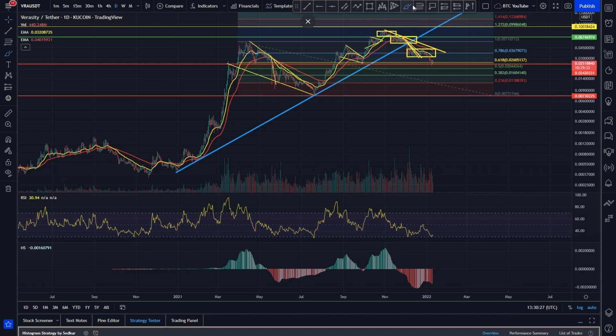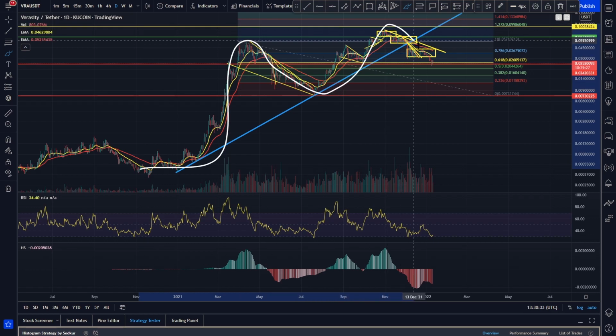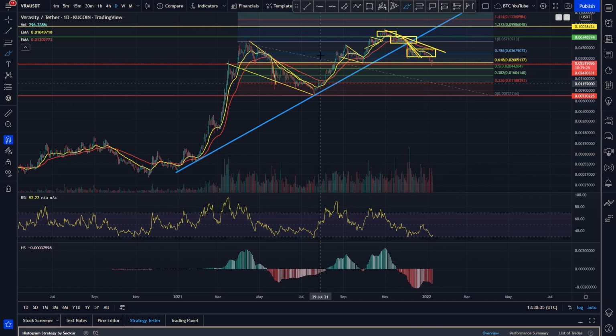So just taking a look at Verasity here, and as we can see, still looking really good on the macro time scale here. The massive run up, the big correction, another massive run up, and now we're having another big correction, but slowly heading to the upside here, making higher highs and higher lows on the macro time scale. You can see it quite clearly here. We are super bullish on Verasity.